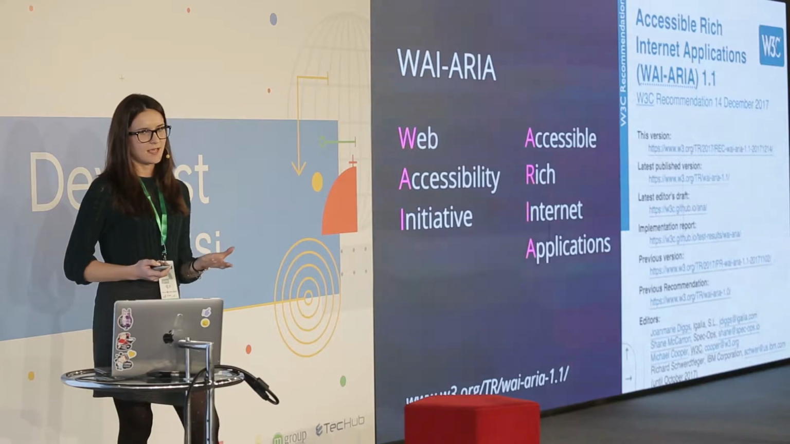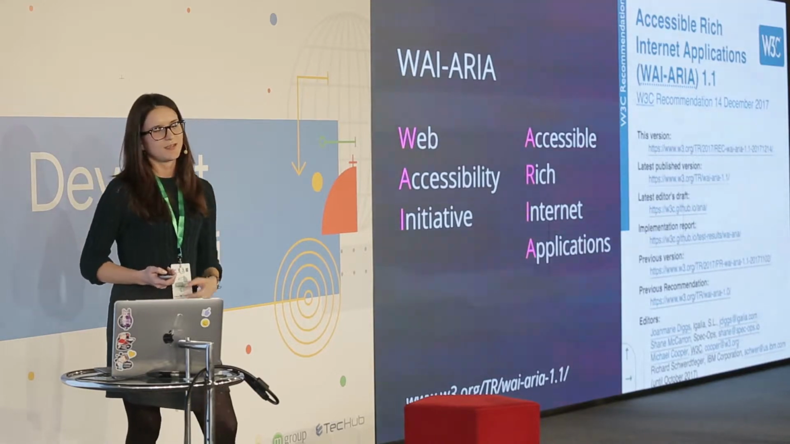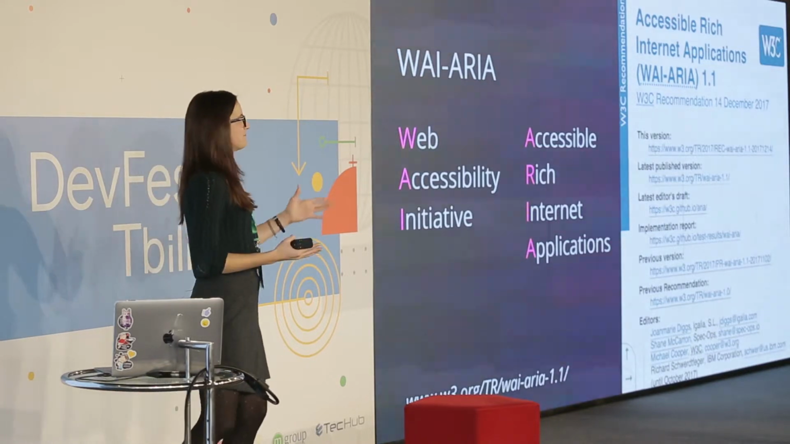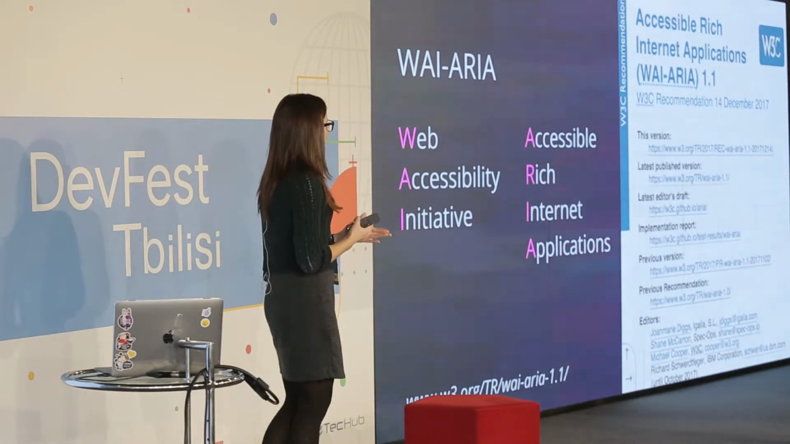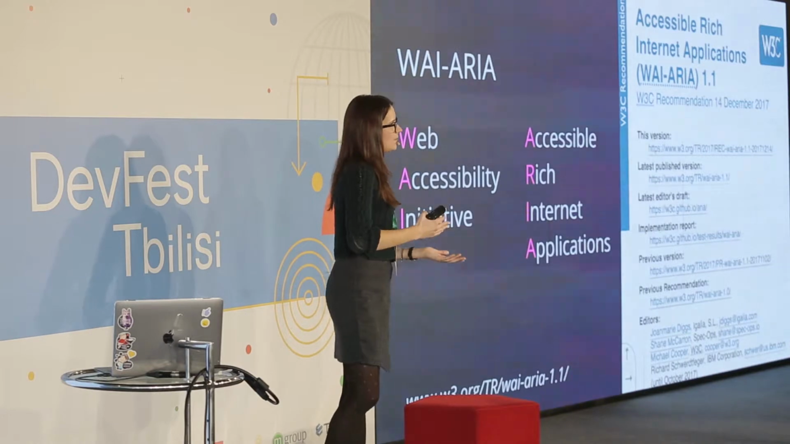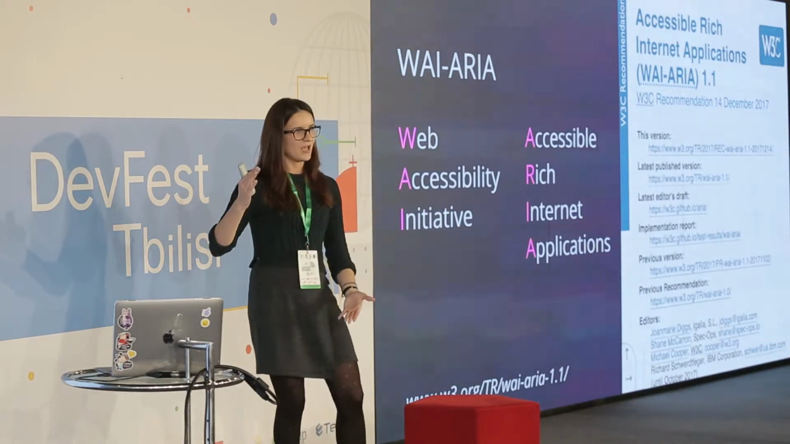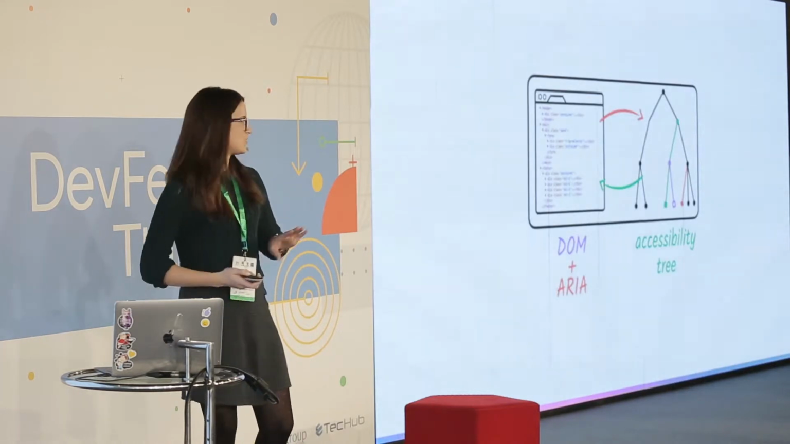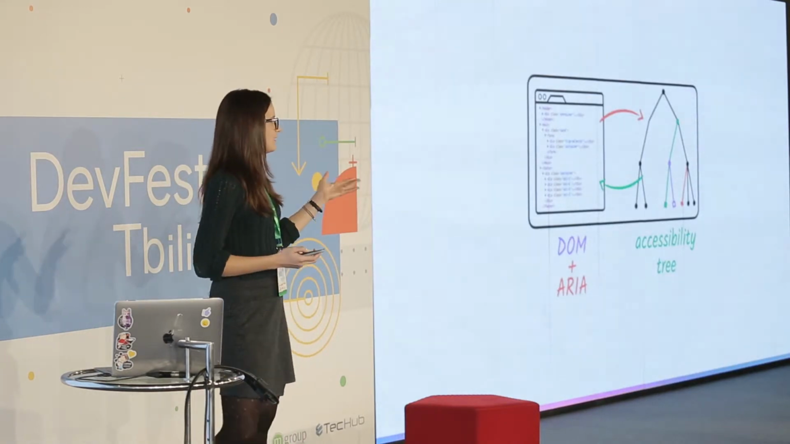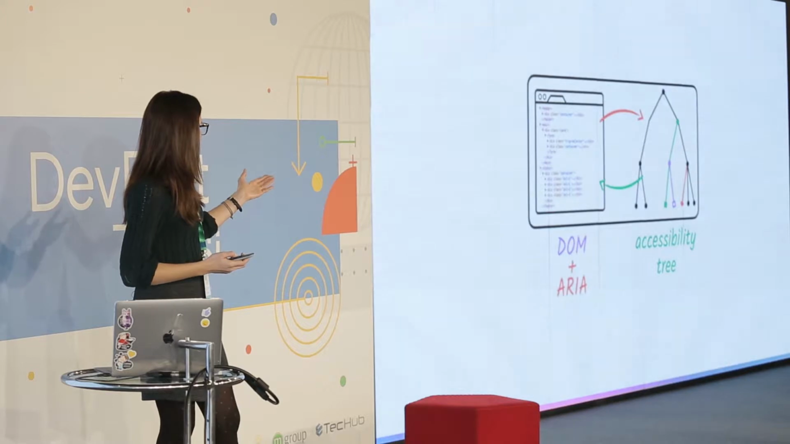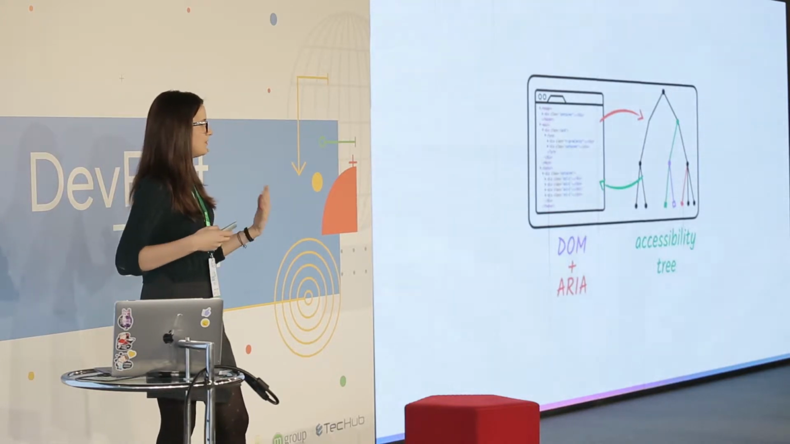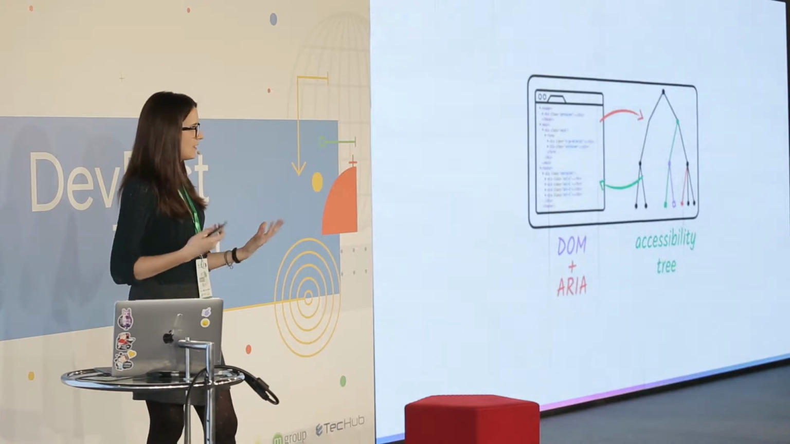ARIA stands for Accessible Rich Internet Applications. They also have a very rich guideline with different use cases, describing different attributes and when and how to apply them. It works kind of like this: you have the same DOM, and by adding these ARIA attributes, you improve your accessibility tree to make it more semantically correct.